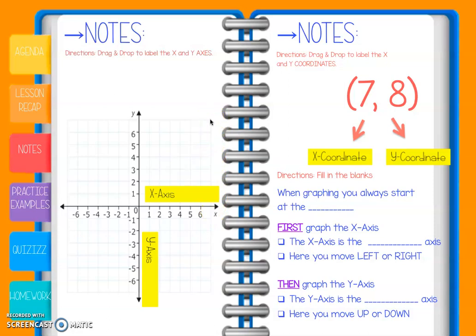And then that's where we would put our dot. So just a quick review: when we're graphing, we always start at the origin, and that's what I said over here. Our origin is that (0, 0) spot. That's where we're always going to start.